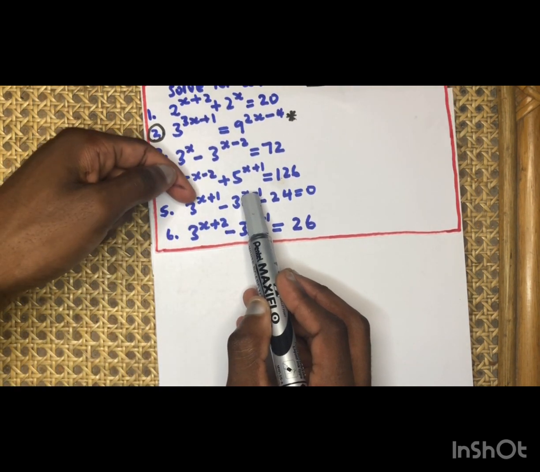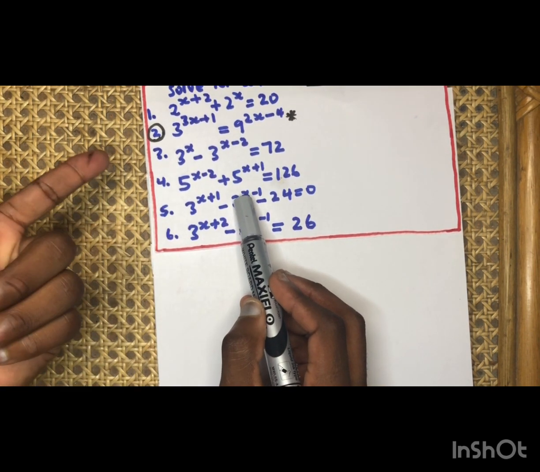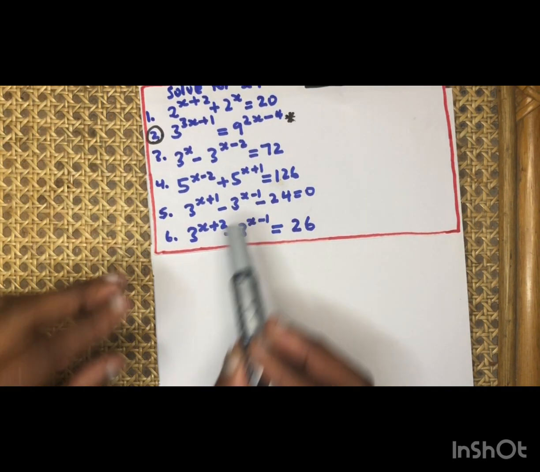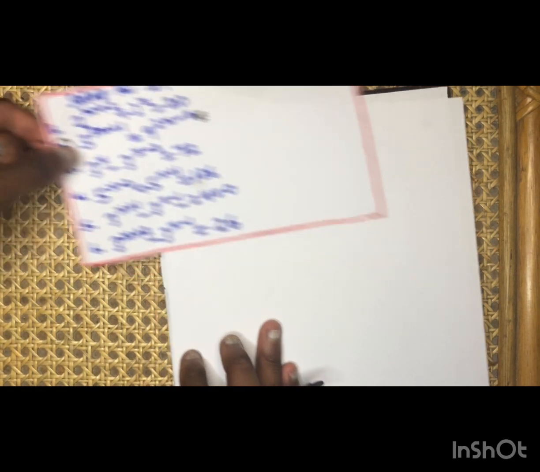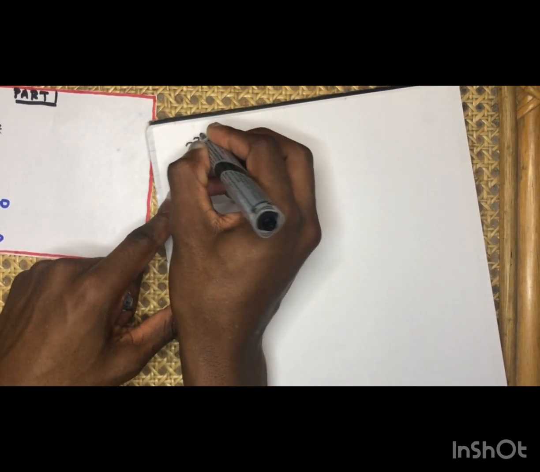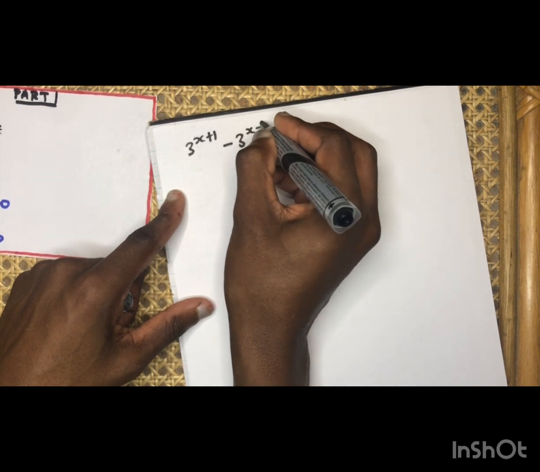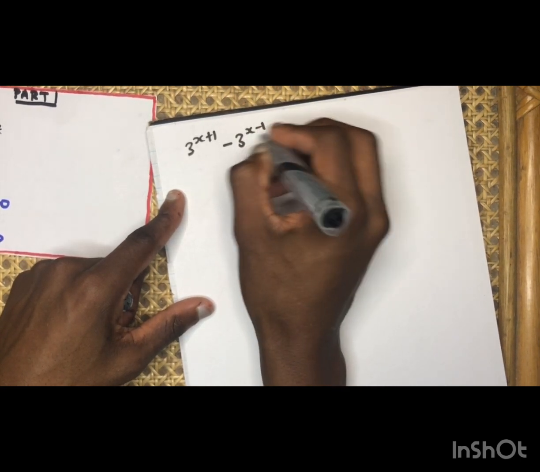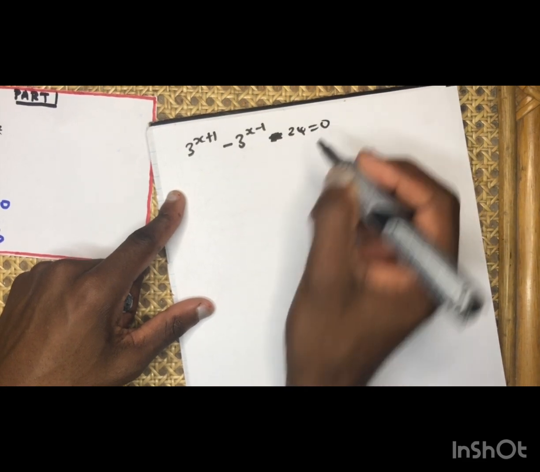But if it was 2x on this side and x here, we were not going to take out the common factor. We have to apply another method, but we are going to talk about that in the next video. So we have 3 to the power x plus 1 minus 3 to the power x minus 1, minus, oh sorry, this is minus, guys, 24 equal to 0.